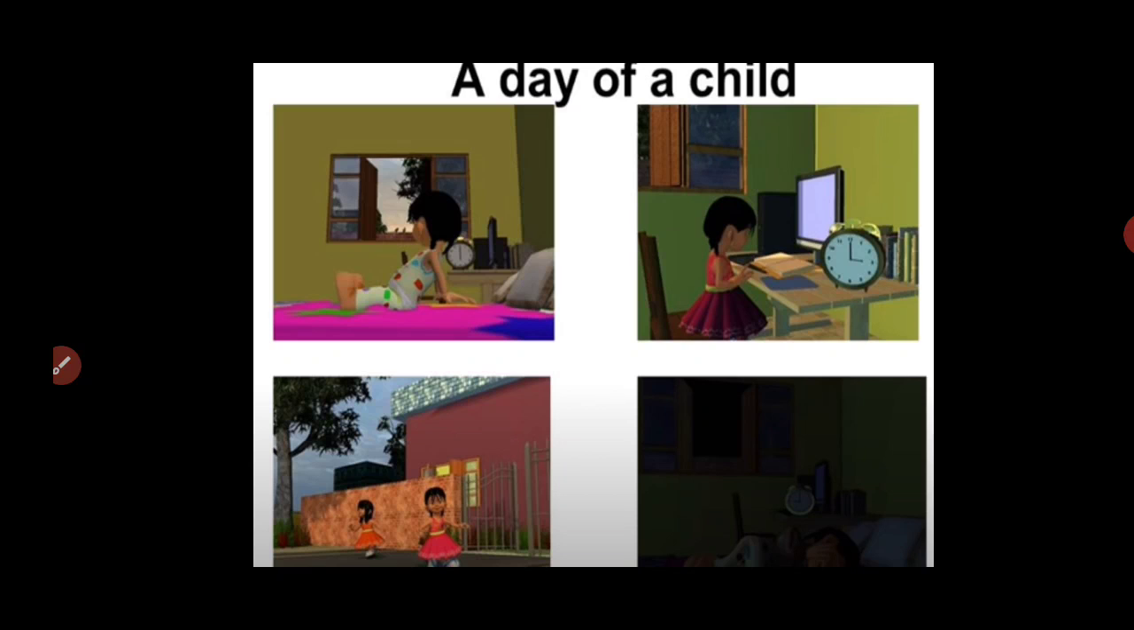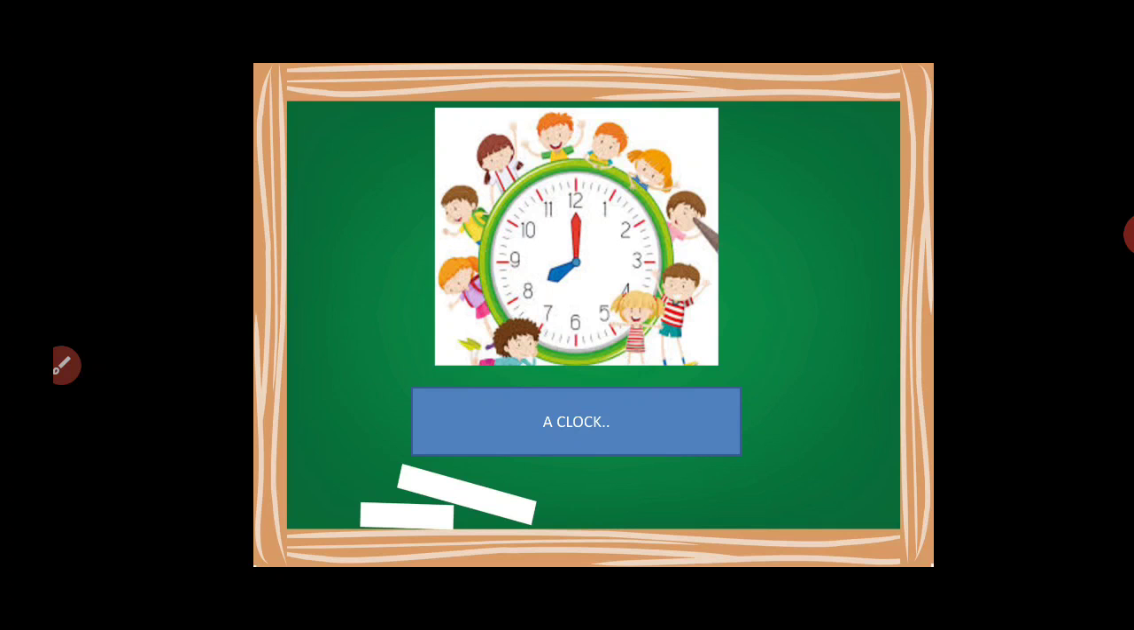After waking up, what do you do? You complete your daily routine. You study, you freshen up, right? And in the evening, you play outside, and in the night, you're off to bed. So basically, a day is divided into morning, afternoon, evening, and night. So children, all these activities you do every day at a particular time.